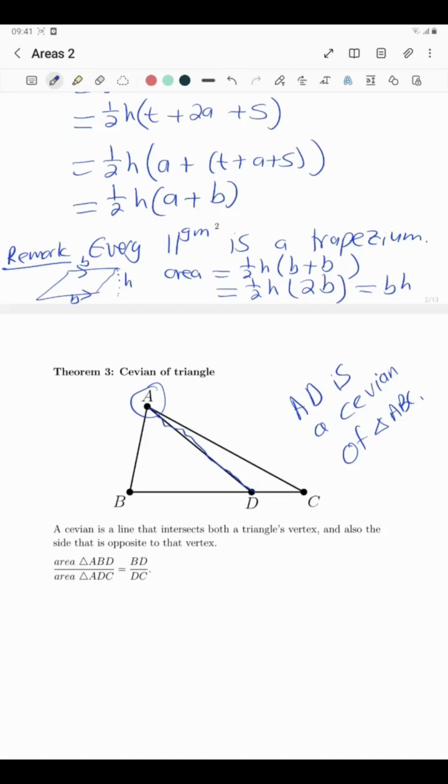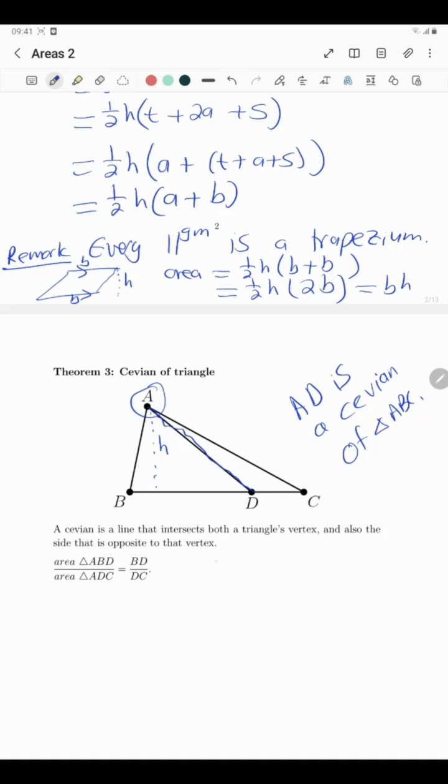And the proof is actually very easy. So to do the proof, I am going to notate the vertical height h of triangle ABD with base BD, and h will also be the vertical height of triangle ADC with base DC. So you see that h plays a double role. It plays a role of being a vertical height for both of these triangles. And now let's do the calculation.